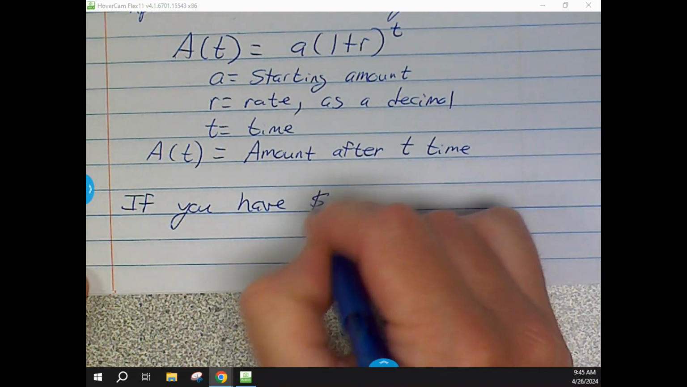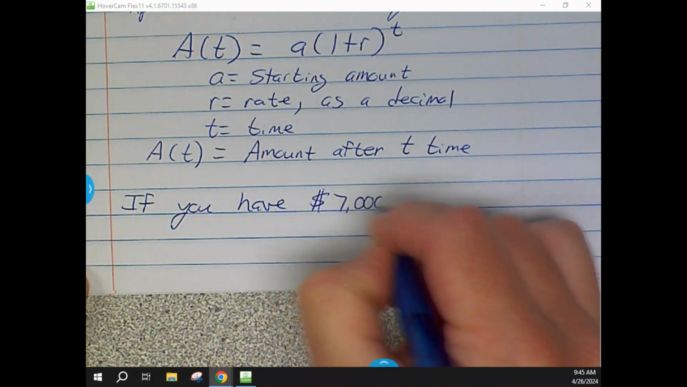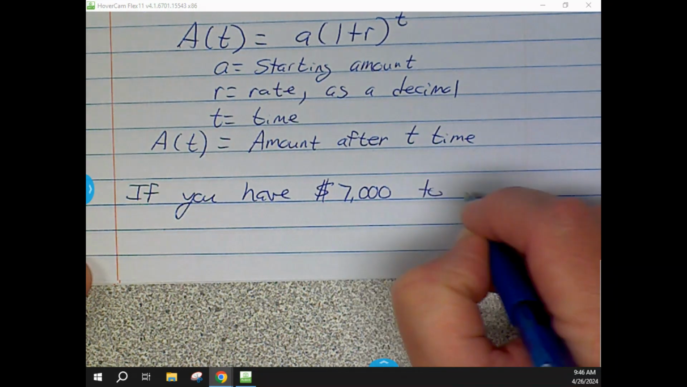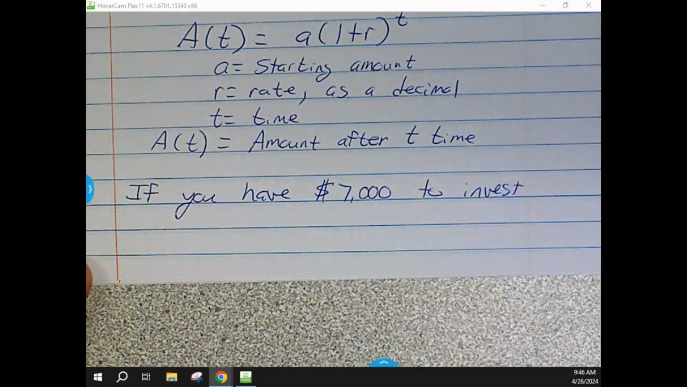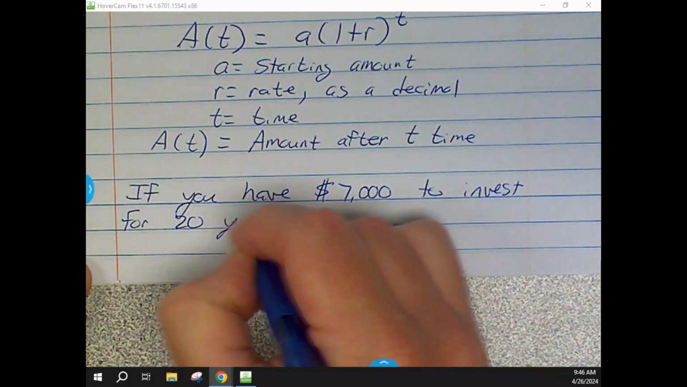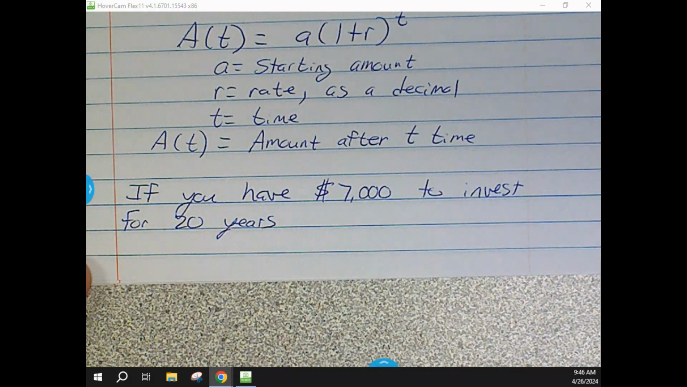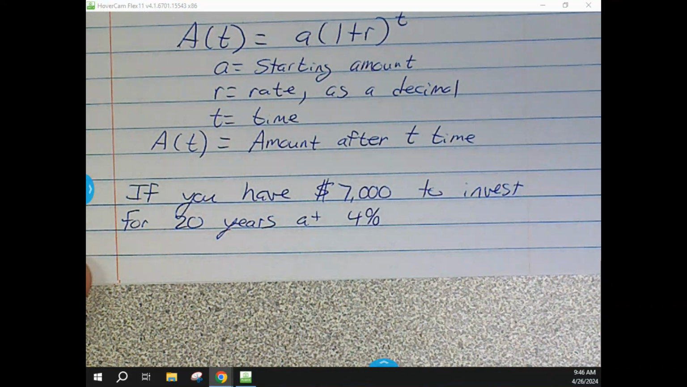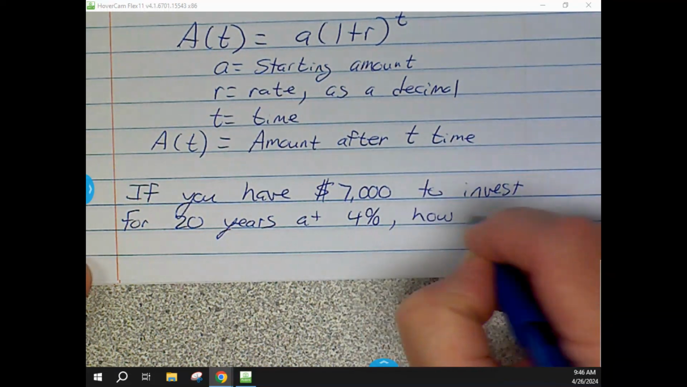All right, so let's say you've got $7,000. Most of the time, if you did, you probably wouldn't have it because you'd have it blown in like 10 hours. So if you have $7,000 to invest, we're going to throw out just a number, 20 years, and you can get it at 4% interest. How much money are you going to have?